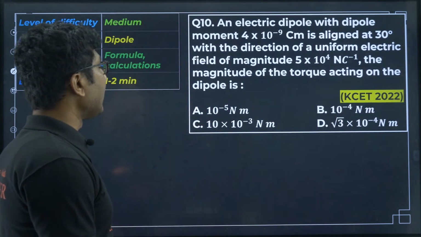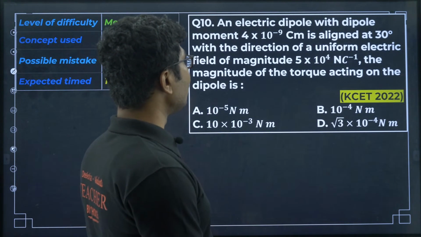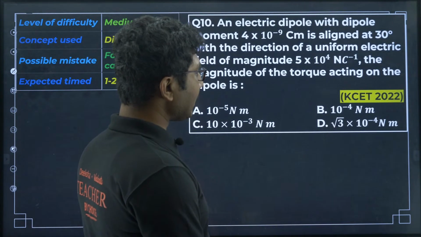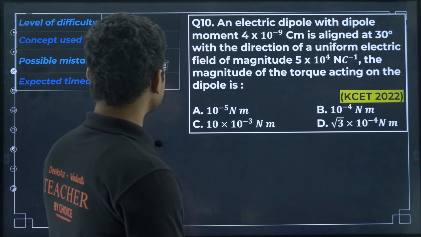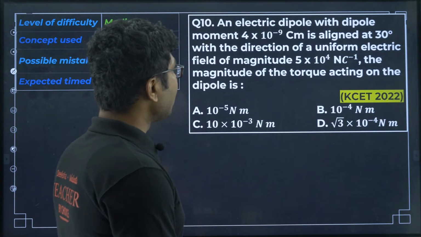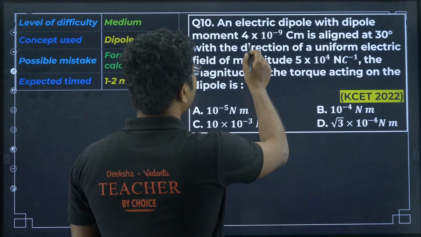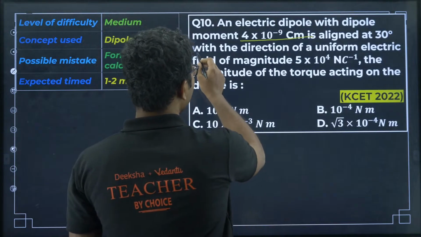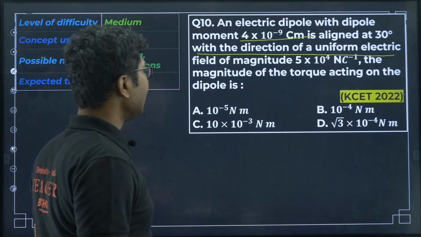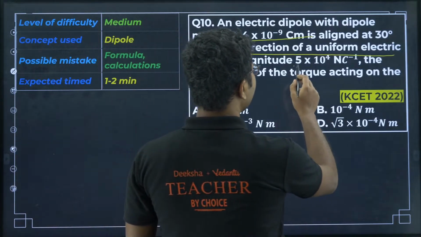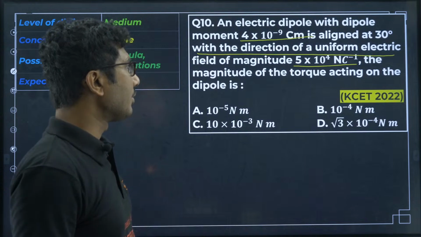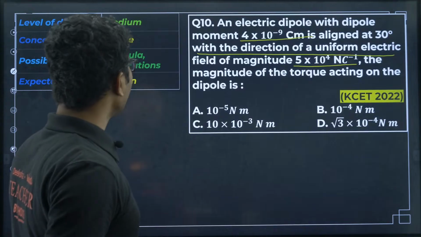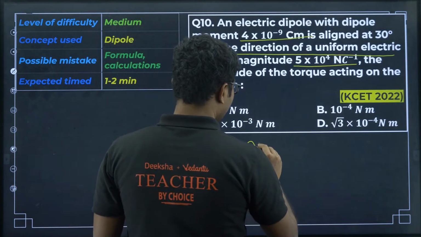Dipole with dipole moment 4 into 10 to the power of minus 9 coulomb meter is aligned at 30 degree with the direction. This is a KCET 2022 question. An electric dipole with dipole moment 4 into 10 to the power of minus 9 coulomb meter is aligned at 30 degree with the direction of uniform electric field of magnitude 5 into 10 to the power of 4 Newton per coulomb. The magnitude of the torque acting on the dipole is. Easy question.